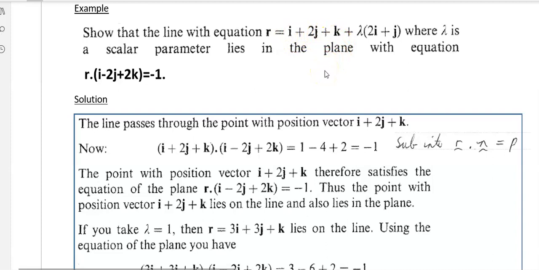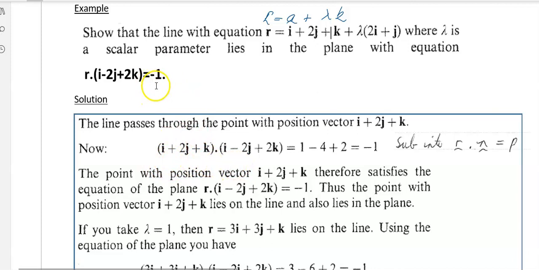Because remember this here, r is equal to a plus lambda b, and a is a position vector, a point which is on your line. So this i plus 2j plus k hopefully is on my line. So what I'm going to do is sub i plus 2j plus k into the left hand side of this equation. So instead of r, I'm going to write i plus 2j plus k. So I know my line passes through i plus 2j plus k. I'm going to sub it in on my left hand side and see what I get.